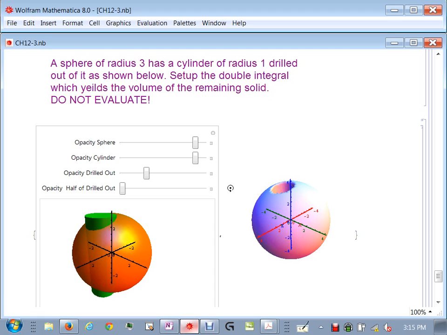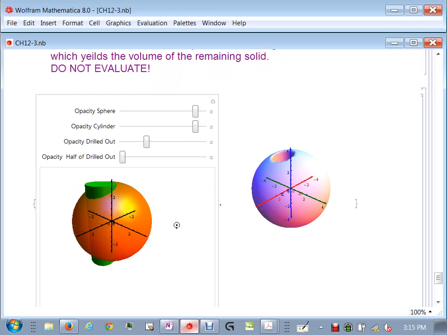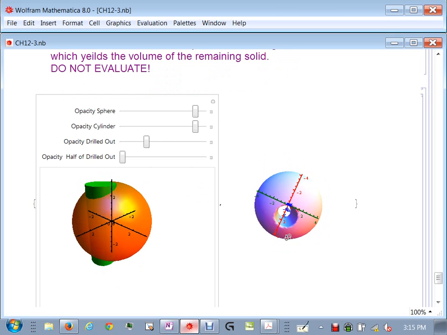Sphere of radius 3 has a cylinder of radius 1 drilled out of it, as shown below. Set up the double integral which yields the volume of the remaining solid. Do not evaluate. There's your picture. There's your sphere offset, right? Drilled out. See it?